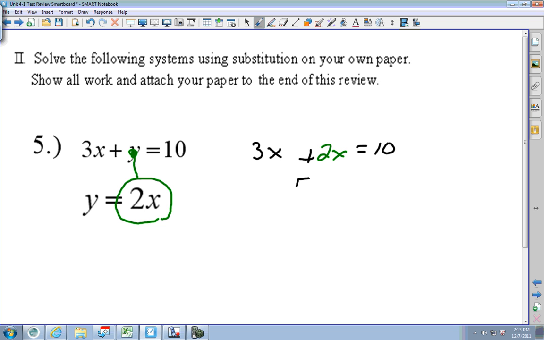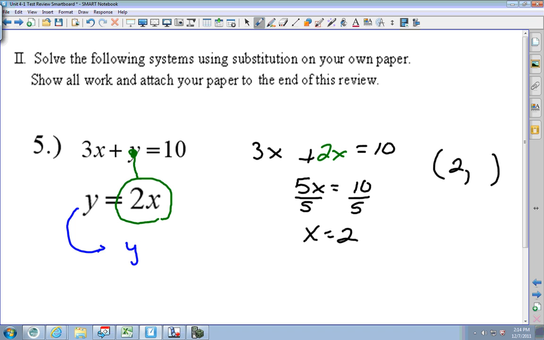3x plus 2x is 5x equals 10. Divide by 5. X equals 2. My solution is 2 and then something. Let's take this equation, rewrite it. Y equals 2x. Y equals 2 times x. X is 2. Well, y equals 4. That's my solution.